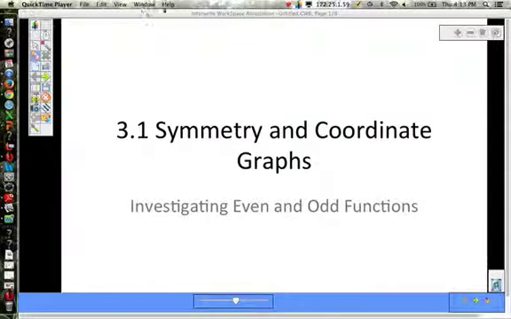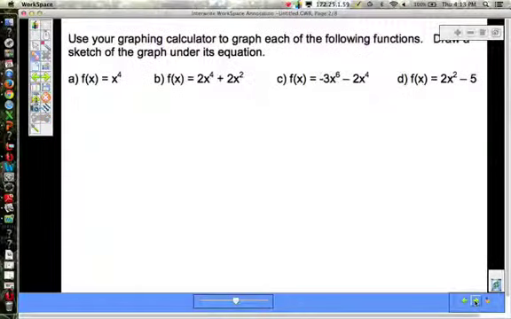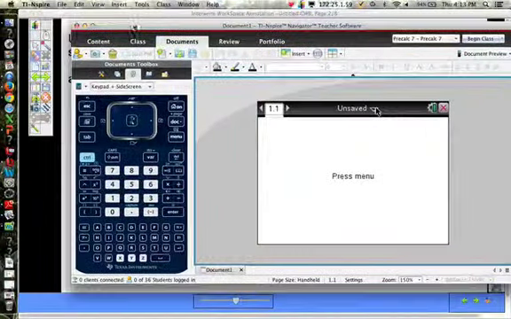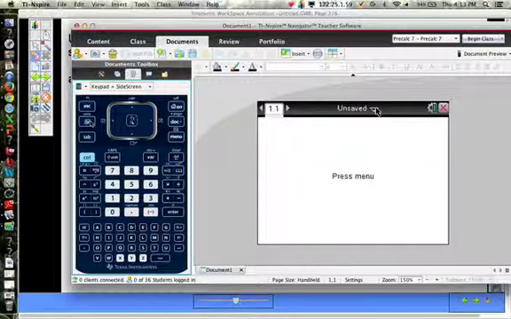Today we're going to take a look at section 3.1, symmetry and coordinate graphs, and we're going to focus on even and odd functions. So the first thing we're going to do here is a short little investigation. We are going to use our calculators to graph these and then sketch a graph under each one. So on your Inspire here, we can click on the scratch pad key over here on the left.